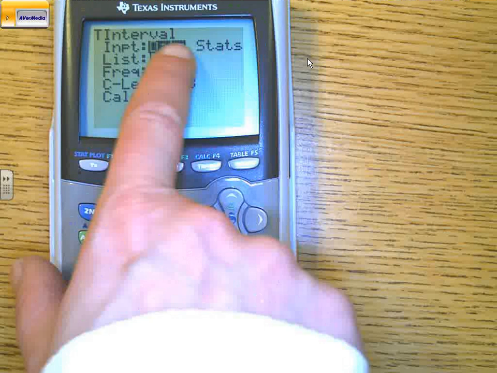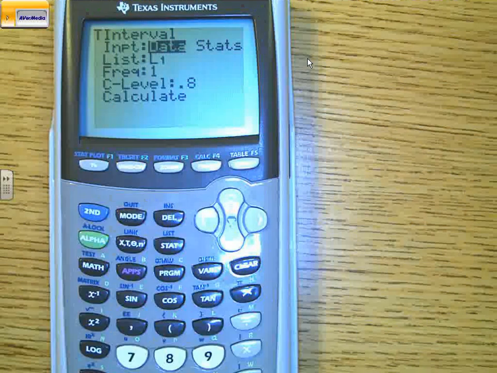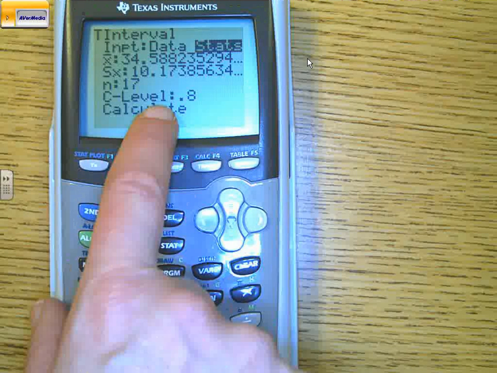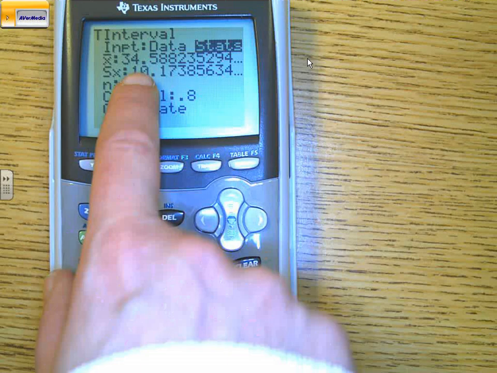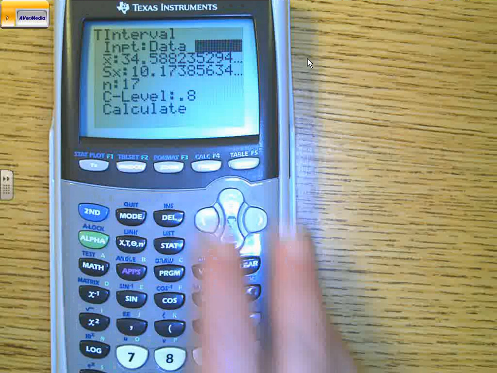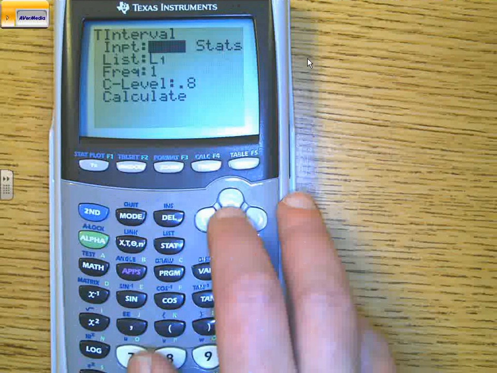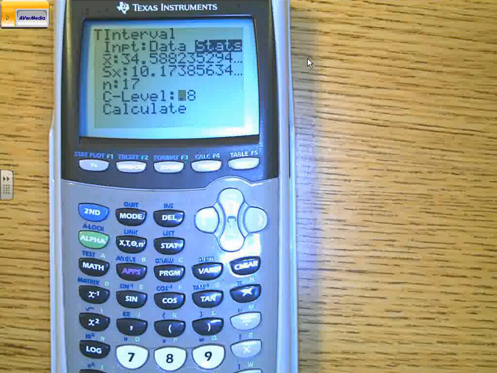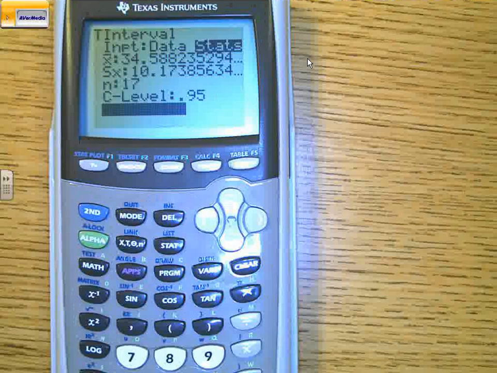So on mine for data, it actually saved the list. So you could do that too. And then if it was stats, was anyone's blank and you had to type it in? No? Okay, so it saved it. If this is ever blank, you can just type in the mean and standard deviation. So it should work. What's our confidence level? 95? Yes, I hadn't changed it. So it's a 95 confidence level. N is 17. And then you just calculate.